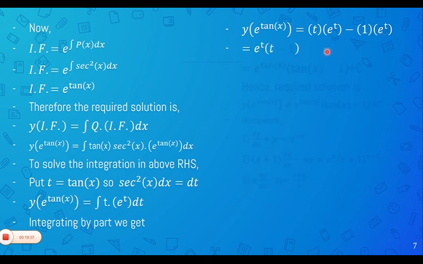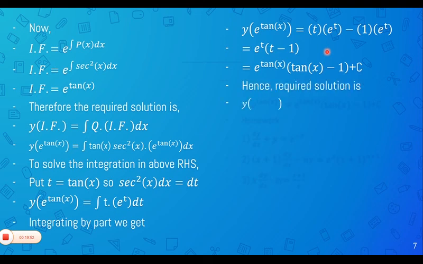Therefore, taking e raised to t as common, we get e raised to t into t minus 1. Now back substituting the value of t, we get the required solution: y into e to the power tan x is equal to e to the power tan x into tan x minus 1 plus c.